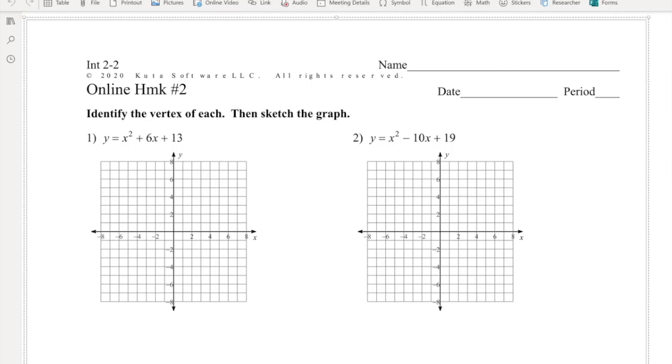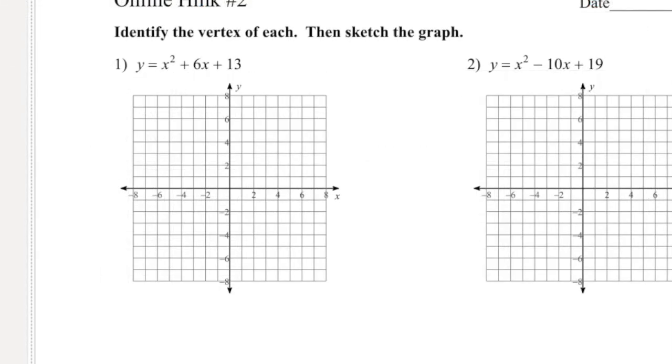Online homework number 2, I'm going to be doing the odd numbers, leaving the evens for you. The first problem we have is in standard form. I recognize that because I can identify A, B, and C. A is 1, B is 6, and C is 13.